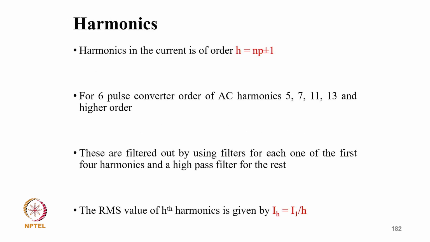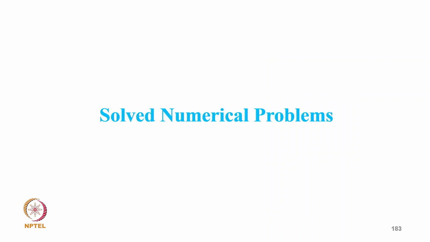Coming to harmonics in current, the order of harmonics is h = np ± 1. So for a 6-pulse converter, the harmonics are the 5th, 7th, 11th, 13th and higher orders. These are filtered by using a filter for each one of the first 4 harmonics and a high pass filter for the rest, and the RMS value of the hth harmonic is given by Ih = I1/h.